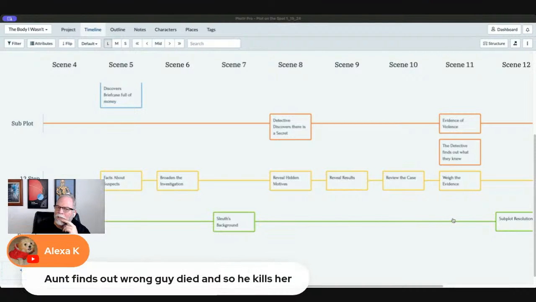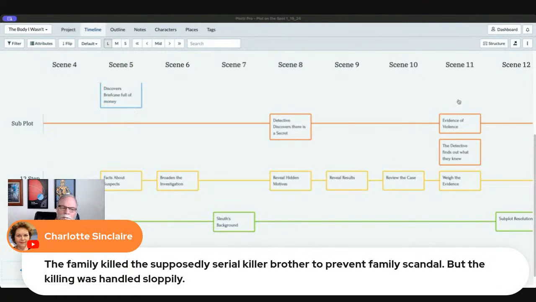The aunt finds the wrong guy, he died, so he kills her. Oh, that's this. You guys have come up with some great ideas. The family killed the supposedly serial killer brother to prevent family scandal, but they handled it sloppily.